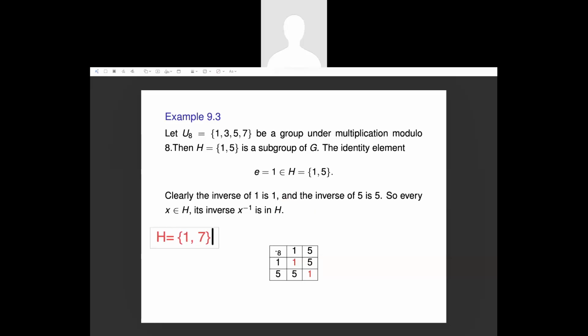Now, for this we check 1 into 1 modulo 8 is equal to 1. So clearly 1 into 1 is equal to 1, and 7 into 7 is equal to 49, and then dividing by 8 the remainder is 1. So clearly this is a subset, and this again satisfies the condition. So in place of 5 we put 7, and 7 is its own inverse, and then we can say that clearly H equal to {1, 7} is also a subgroup of G.